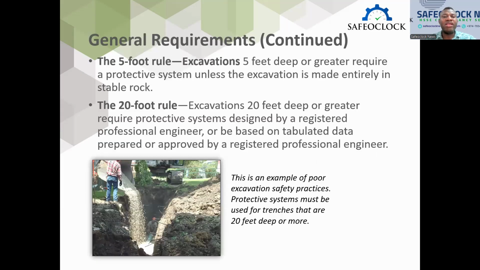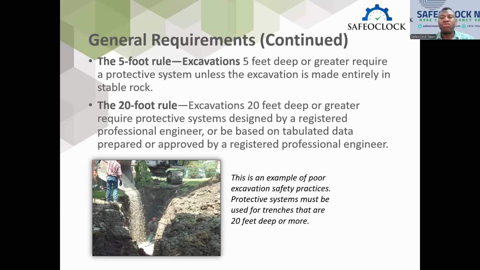So another rule is the 5-feet rule. The 5-feet rule says that protective equipment must be provided for any excavation that is going deeper than 5 feet. As the excavation goes deeper than 5 feet, a protective system must be provided. We'll be looking at some of the protective systems in a few minutes.